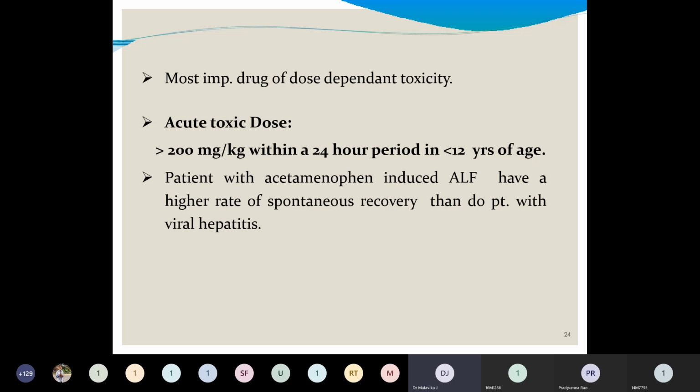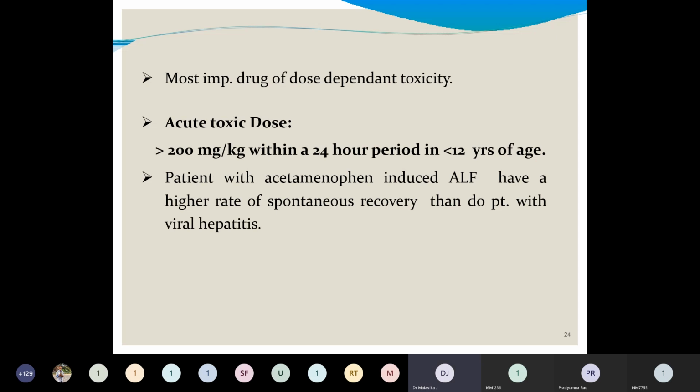in children less than 12 years of age. The normal dose of paracetamol will be 15 mg per kg per dose, in divided doses to be given in children. If the frequency is more and the dose is more, this can result in hepatic injury, that is more than 200 milligram per kg within a 24-hour period. Okay, so that should be noted. In children, it should be cautiously used.